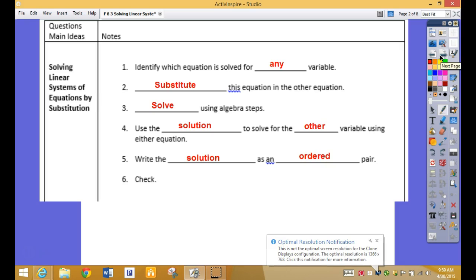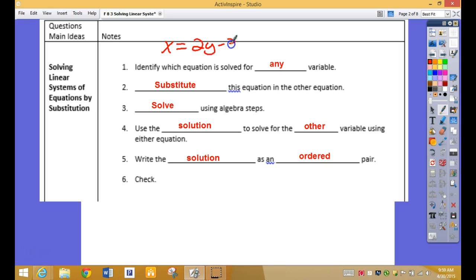The steps you need to follow. Number one, first you have to identify which equation is solved for any variable. So you're going to want to look for something like x equals 2y minus 3, where x is all by itself, or it might be y equals 4x. Y was solved all by itself. That's what that means. Identify which equation is solved for any variable.